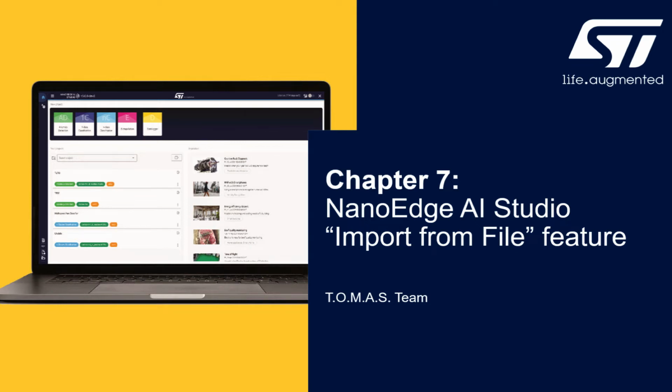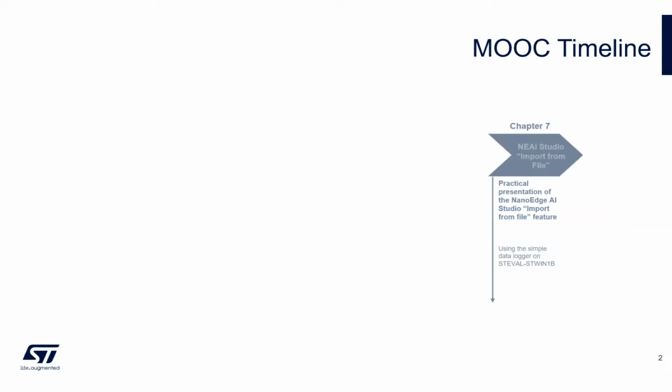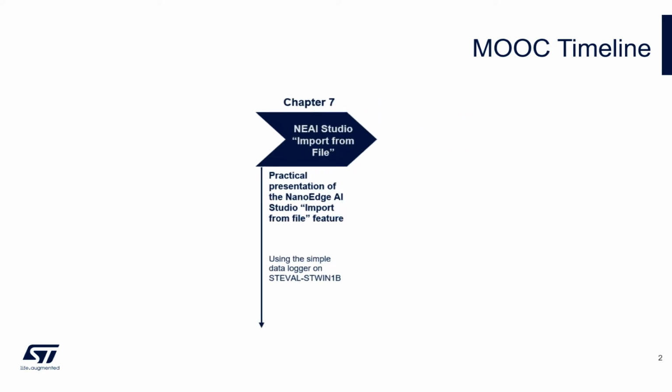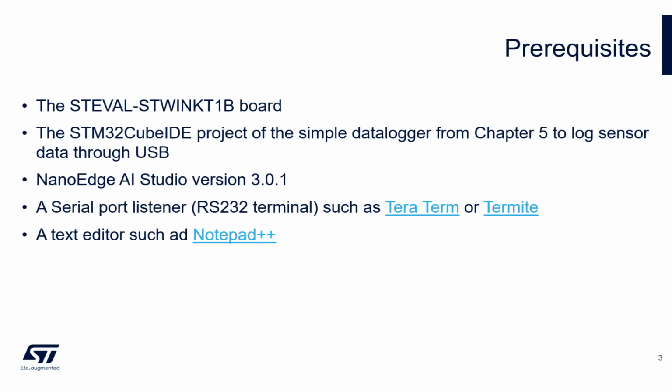Chapter 7 is dedicated to the NanoEdge AI Studio import from file feature. In this chapter, we will still use the same data logger that we defined in chapter 5, but instead of directly importing the user signal into the NanoEdge AI Studio, we will first store it in a file where we can rework it if we want, or concatenate several signals from several logging sessions, and finally import it in the NanoEdge AI Studio.